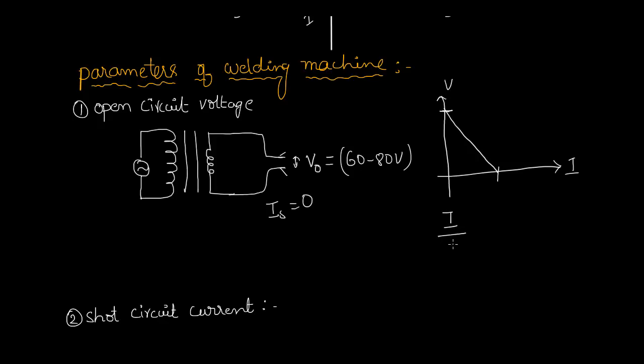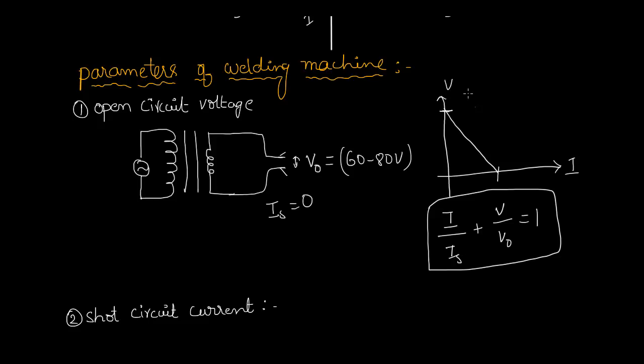X by x1, where x1 means the short circuit current, plus y by y1. That means voltage over open circuit voltage equals 1. So this is our main equation. There are lots of problems on this equation.